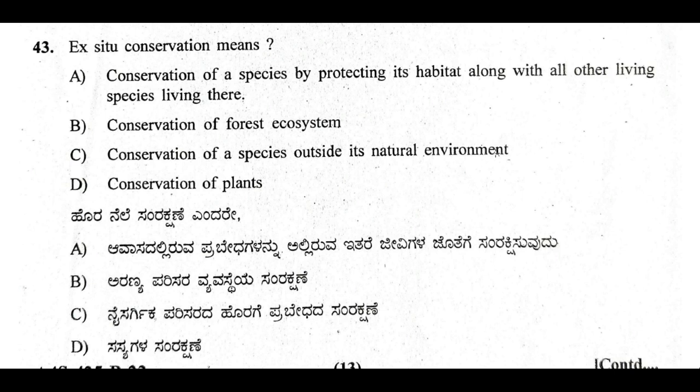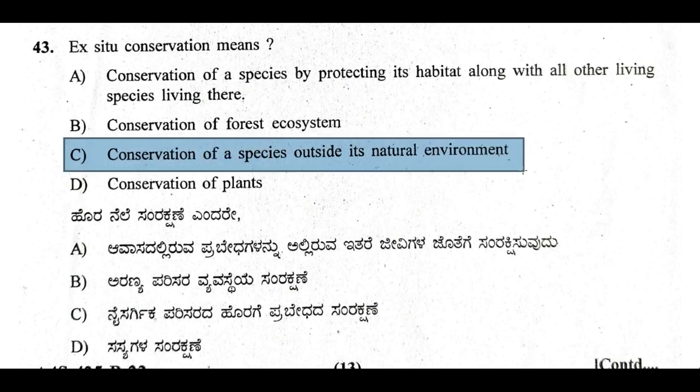Ex situ conservation is the technique of conservation of all levels of biological diversity outside their natural habitat through different techniques like zoo, captive breeding, aquarium, botanical garden and gene bank. So conservation of species outside its natural environment, that is option C, is what ex situ conservation means.